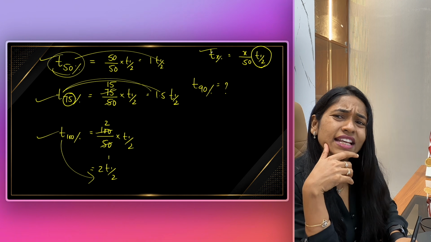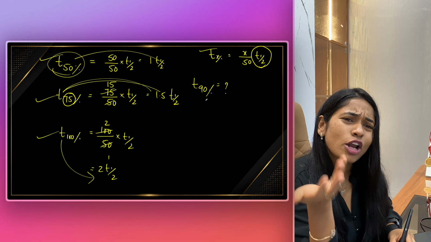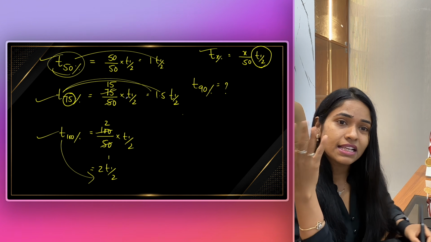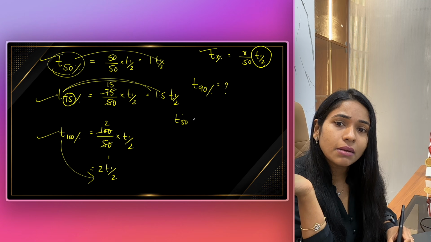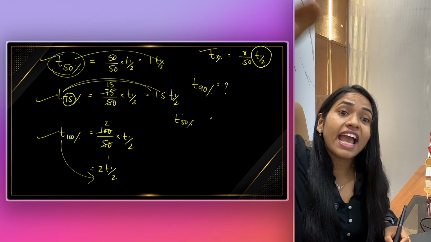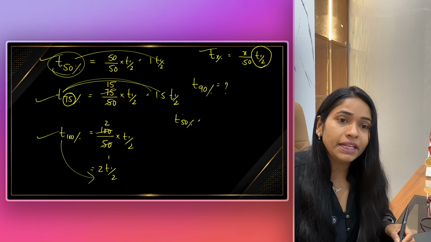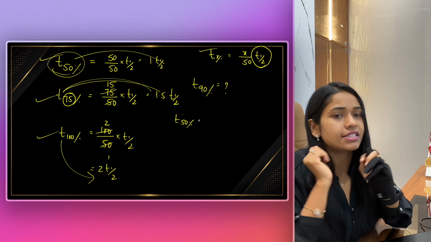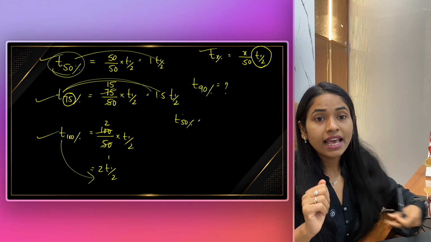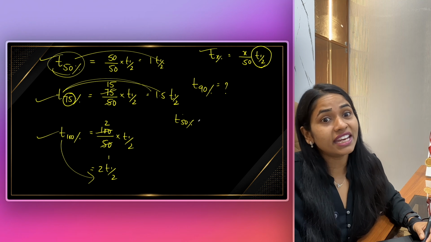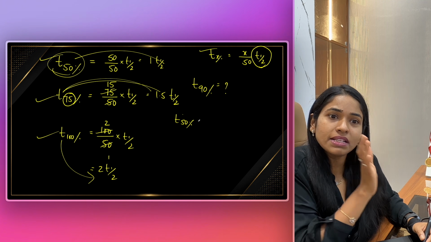Ma'am, what is this T 90% or 25% or 50%? It means, let's say T 50% means 50% of the reaction completed. Okay, so 50% completed, how much will be left? 50% is left. For example, if they say T 80%, it means 80% of the reaction completed, 20% is left.